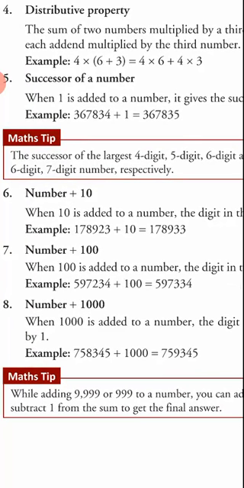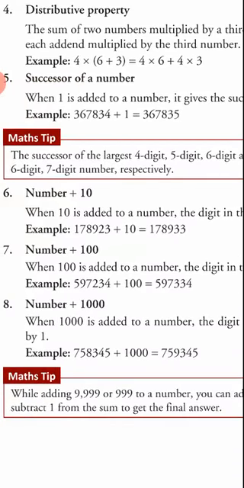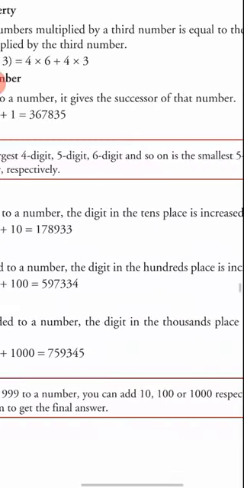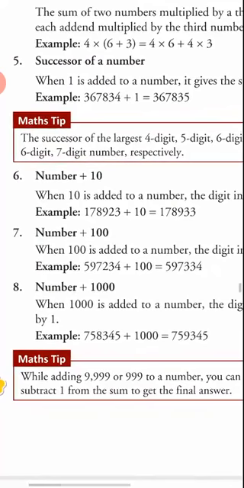Now move towards the next property, and that is distributive property. Now in this property, the sum of two numbers is multiplied by a third number. Now just look at the example. Sum of two numbers means 6 plus 3. This is getting multiplied by the third number, that is 4, and it is equal to the sum of each addend multiplied by the third number.